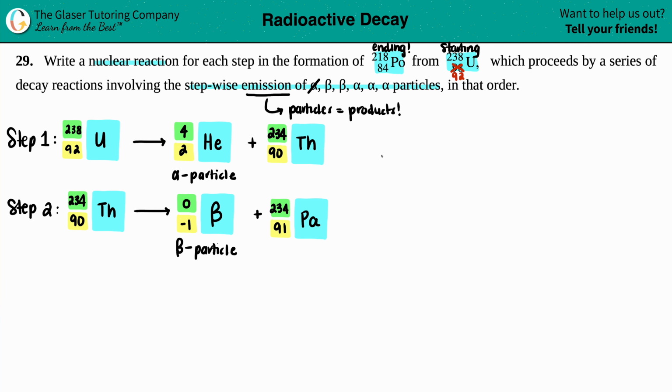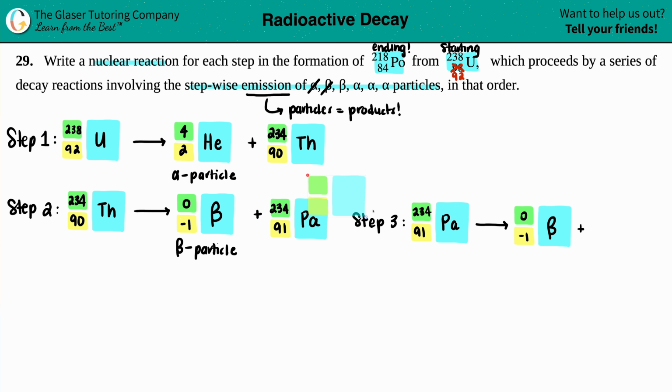So let's keep going. Step 3. That is a beta. So we're going to do the same thing. We're going to pick up where we left off. We got protactinium, Pa, 234, and a 91. Now it's going to be emitting, where are we, step 3? Another beta. So let's bring in the beta again. 0 and a -1. And now let's just find out who that isotope is going to be turning into.